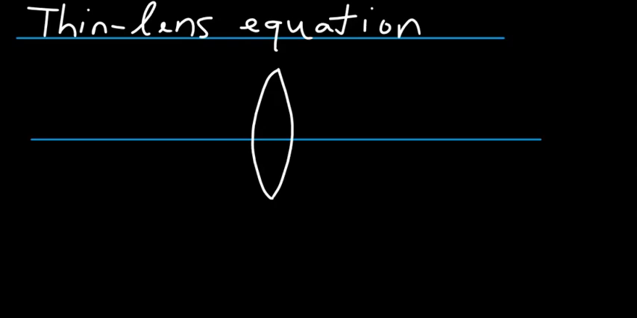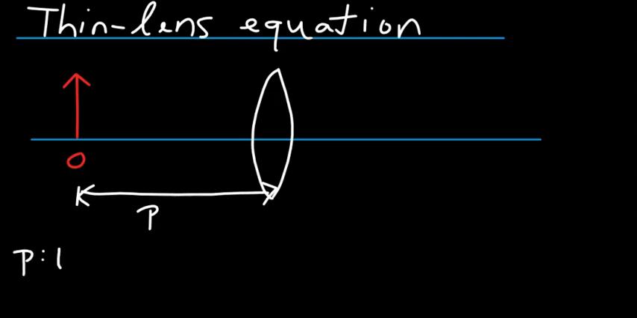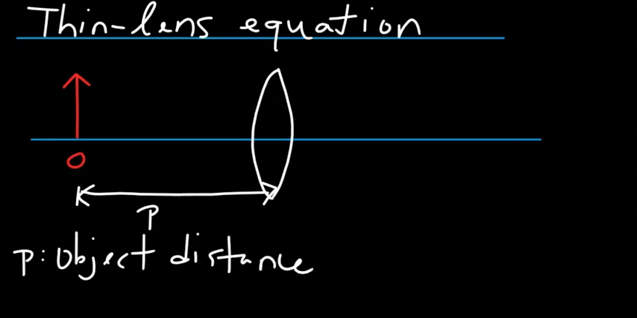Now let's assume that you have an upright object. So this is the object. Now the distance between the object and the center of the lens, let's denote it with p. P is called the object distance. The question is, where is the image of this object? So let's construct the ray diagrams.